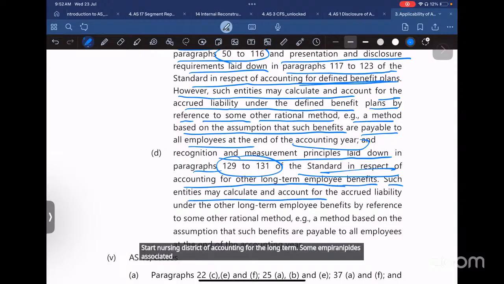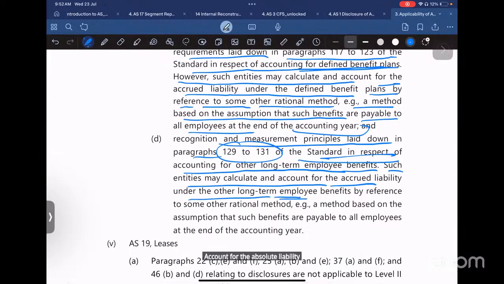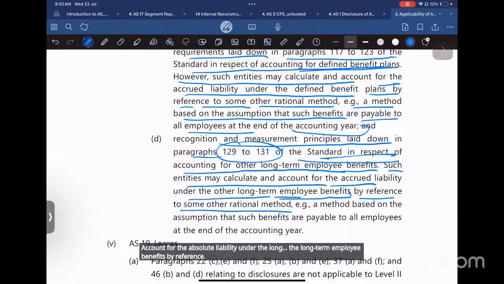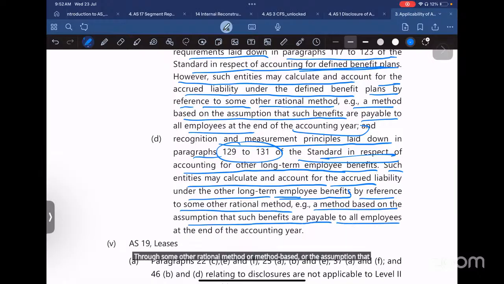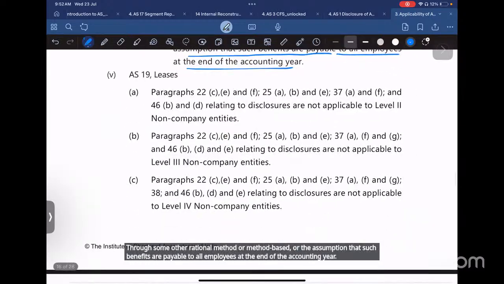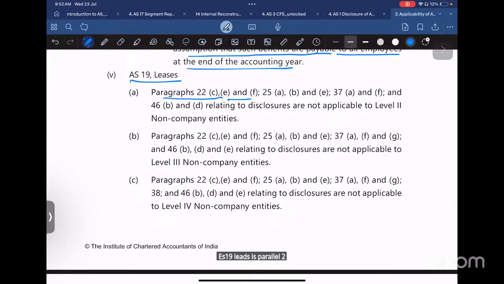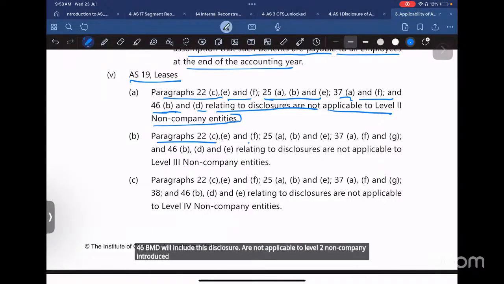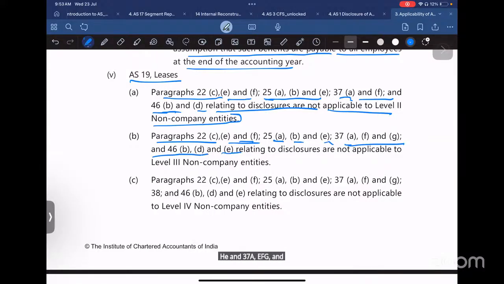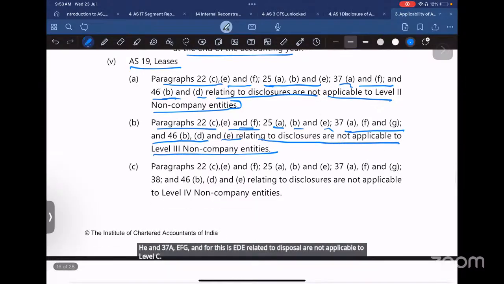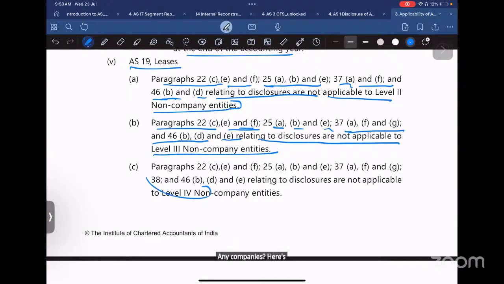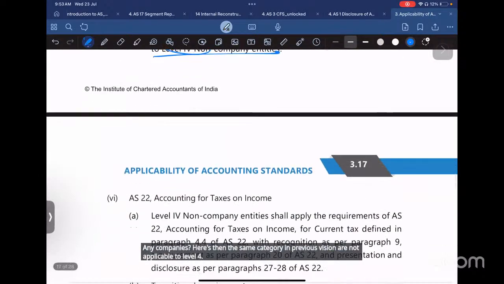Such entities may calculate and account for the accrued liability under the long-term employee benefits by reference to some other rational method, a method based on the assumption that such benefits are payable to all employees at the end of the accounting year. AS 19, Leases: paragraphs 22 (c), (e), (f), 25 (a), (b), (e), 37 (a) and (f), and 46 (b) and (d) relating to the disclosure are not applicable to Level 2 non-company entities. Paragraphs 22 (c), (e), (f), 25 (a), (b), (e), 37 (a), (f), (g), and 46 (b), (d), (e) relating to the disclosure are not applicable to Level 3 companies. Yes, and the same paragraphs relating to disclosure are not applicable to Level 4 non-company entities.